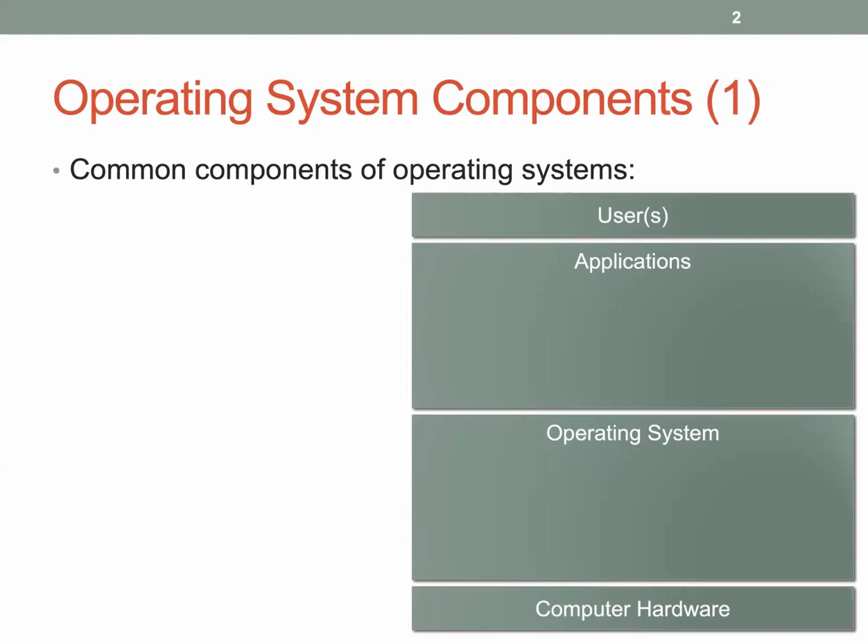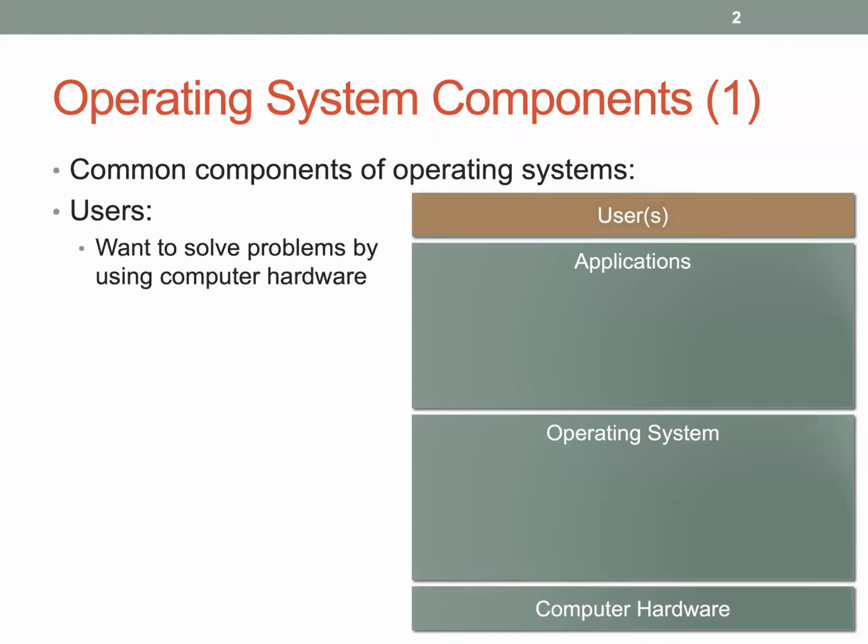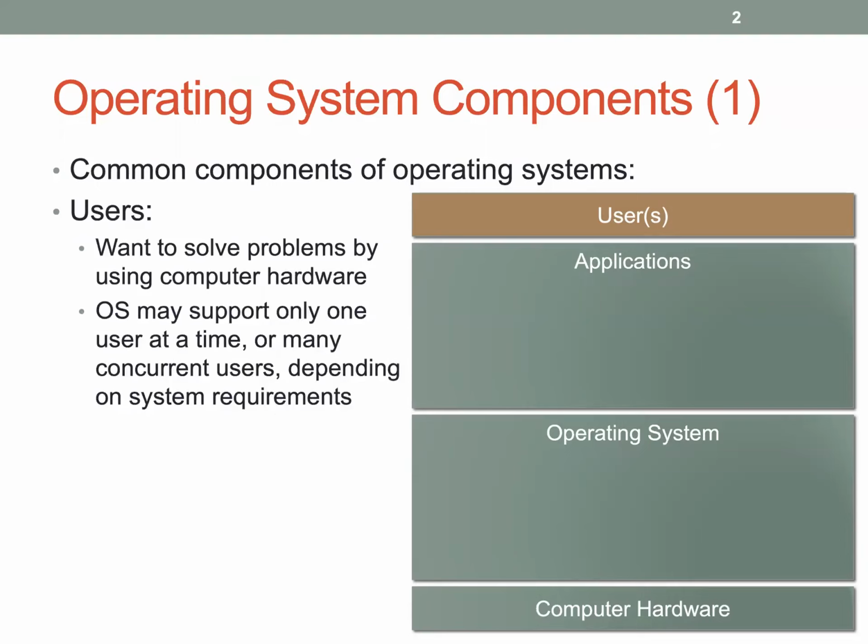But you can see here we have users, applications, operating system, and computer hardware. Those invariably are the parts that are involved, and you can see where the operating system fits into the picture there. Now, users are pretty obvious. They're people or perhaps other computer systems that want to solve some problem using the computer hardware. And you can see that there's a lot of steps in between the user and the hardware, because the hardware as it exists isn't useful for solving any problems unless you have software that actually implements a solution. And so you have users wanting to solve problems.